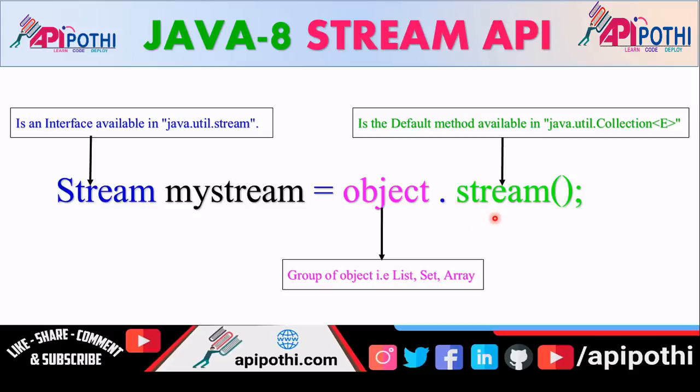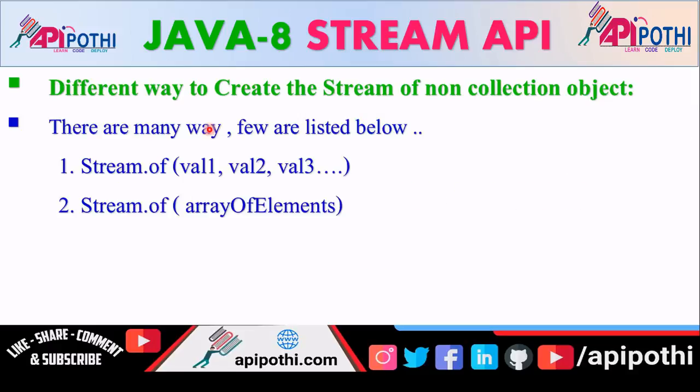Now this stream, again we understood, is a default method available inside the interface, and the interface name is Collection, which is available in the java.util package. In the interface, this method is implemented, and it is default because from Java 8 onwards, default methods are applicable inside the interface. Second, almost all stream methods return a Stream type only, which is again available in the interface.